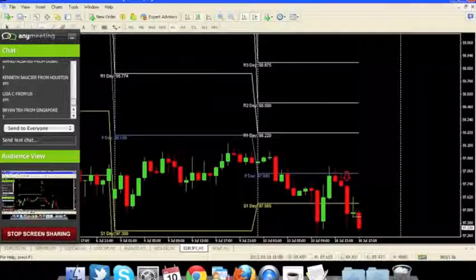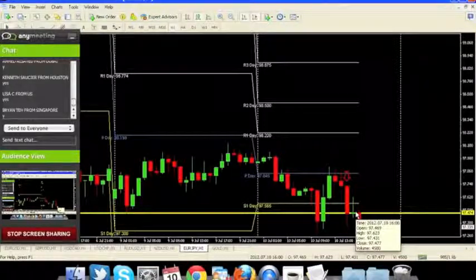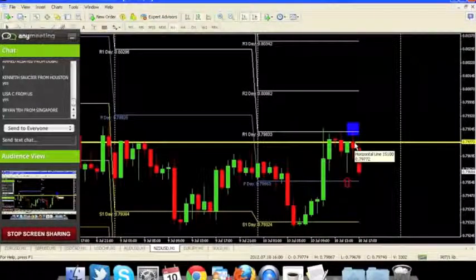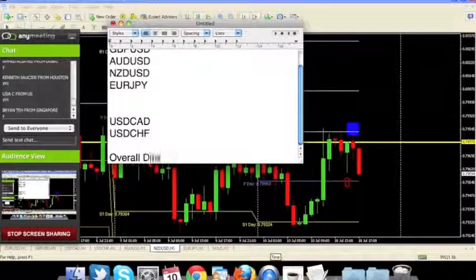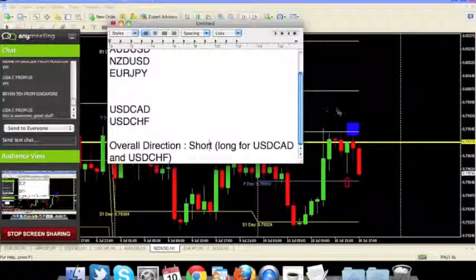So what do we do? We have the opening of the next candle on Euro Yen. We don't sell. We wait. New Zealand dollar, the next candle opens up. We don't sell. We don't buy. We can wait. What is the overall direction? How many pairs are actually saying sell, sell, sell? Majority, right? The majority is saying we're going to go down. So you know the overall direction. The overall direction is short and long for these opposite pairs. You already know that.